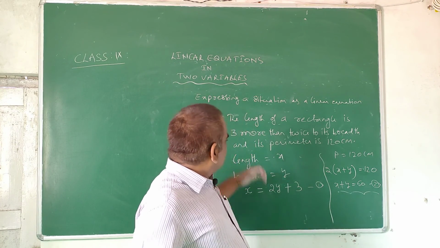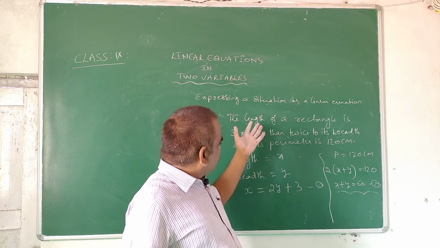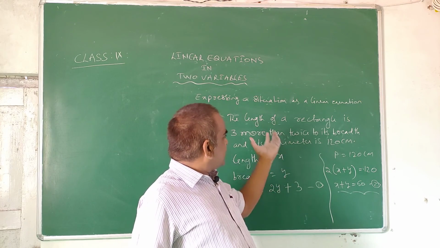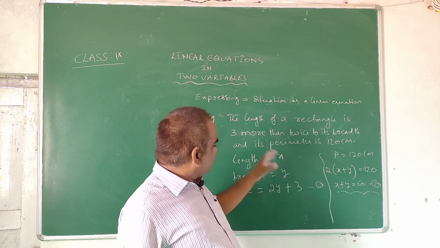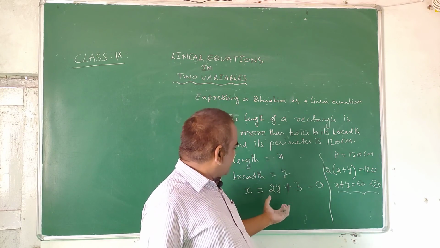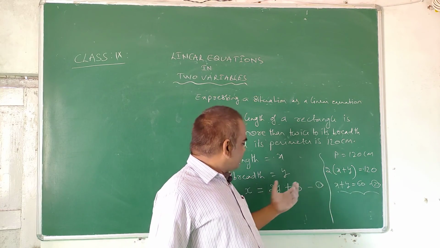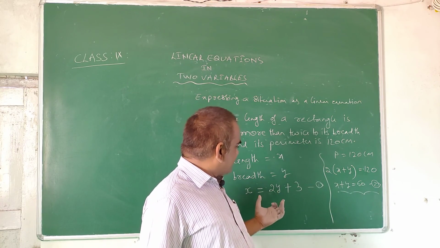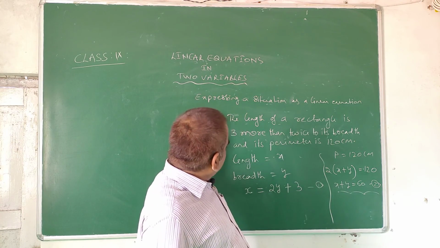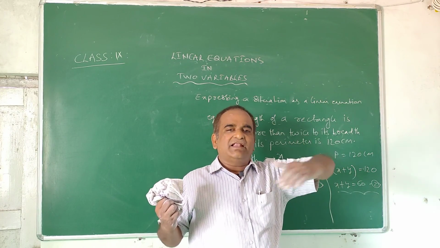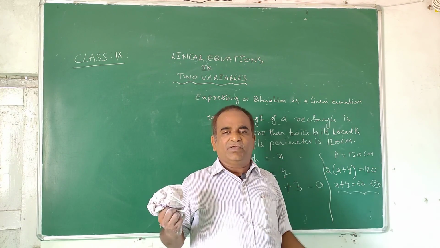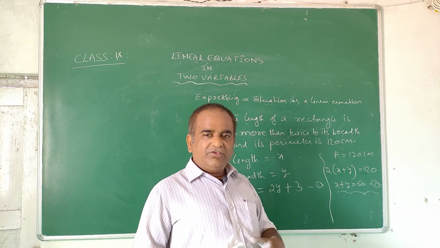So like this, if there is a situation, that situation can sometimes be expressed as a linear equation in two variables. You may get 1 or 2. Sometimes you will get 2, sometimes you will get 1. But finally, you have to express the given situation as linear equation in two variables. Okay, understood?